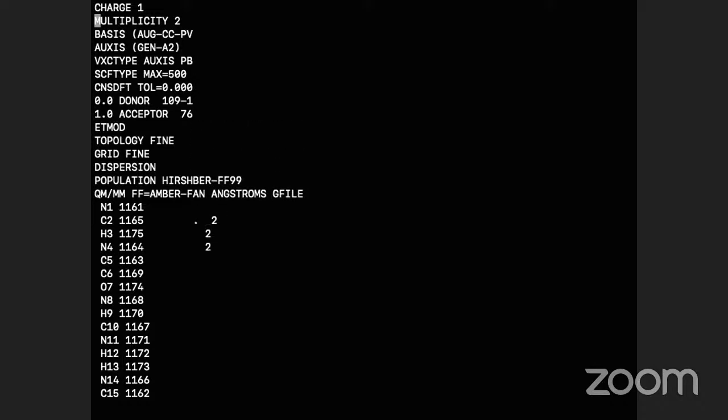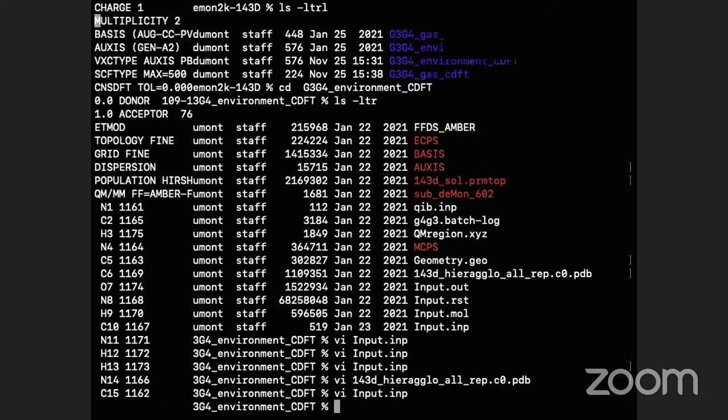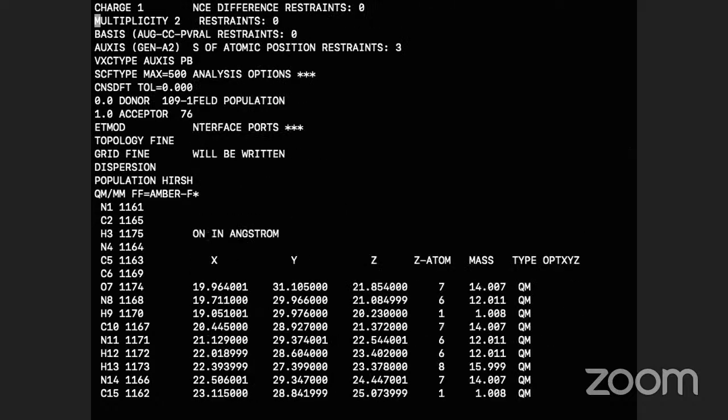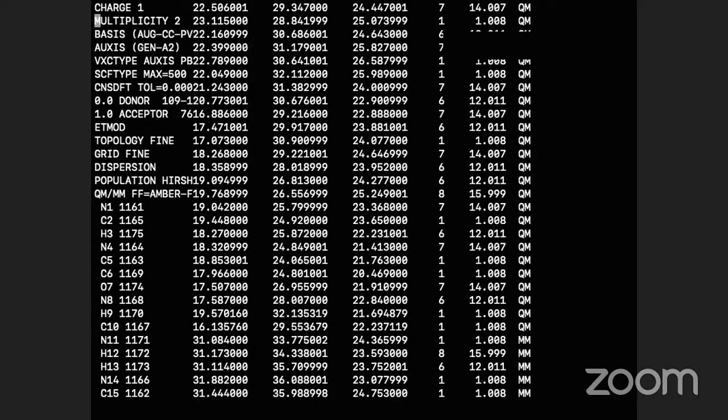So it's a small QM part here, just the two guanine. And we put some keyword here for the counter anion and the water. And this is going to give us this output, which is quite big, a bit bigger than the usual DFT one, because we have a static environment now.